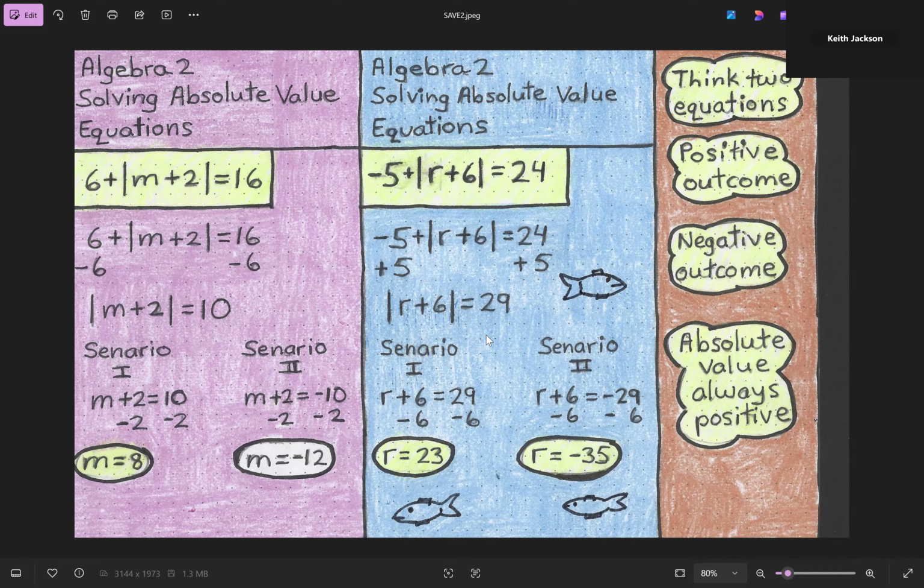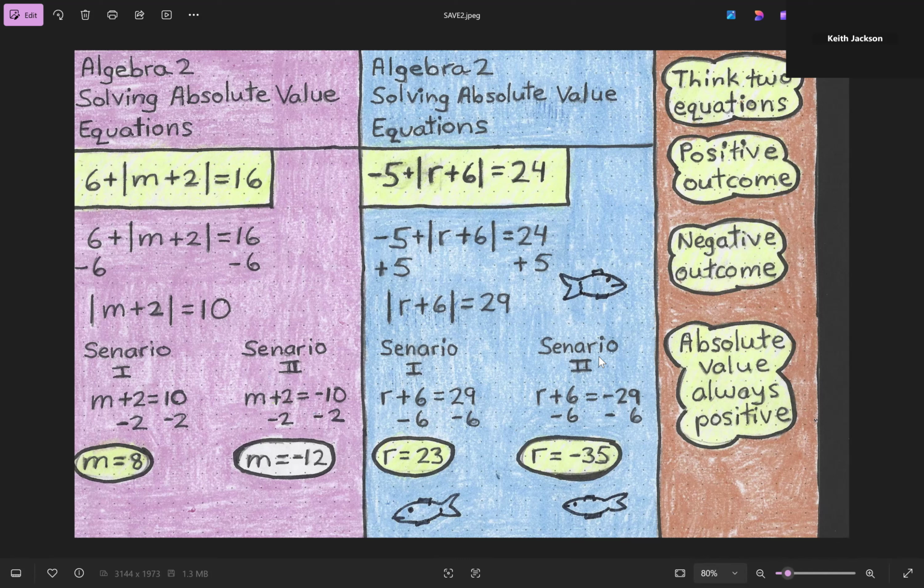Now we can go into our two scenarios. In scenario one, r plus 6 is equal to 29. In scenario two, r plus 6 is equal to a negative 29. Let's go back to our first scenario. We're going to subtract 6 from both sides, and when we do that, we have r is equal to 23, which we can plug into our equation.